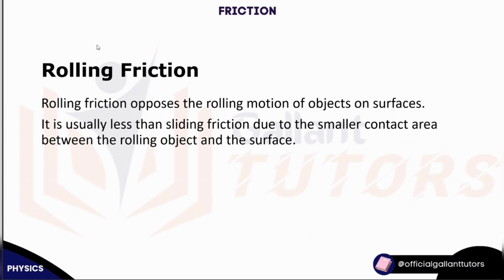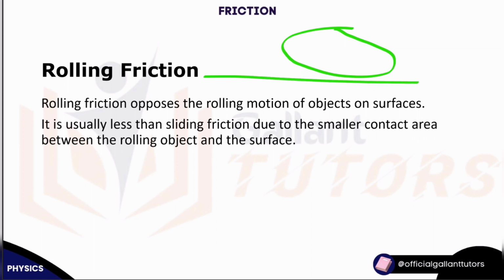Okay, now let me give you a graphical representation of what I mean. Now this is a ball rolling on the floor. You get just a little area in contact with the ground, with the floor, meaning that the friction that will be experienced by this object will be very minimal, because of the smaller contact area between the rolling object and the surface in question.